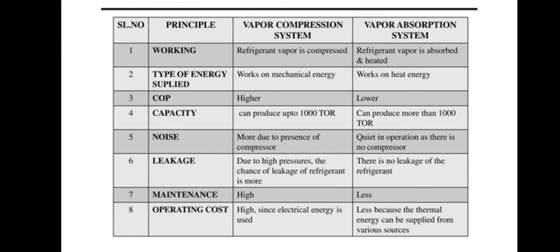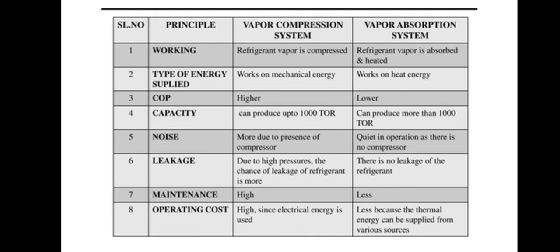So the first principle is working. In the vapor compression refrigeration system, refrigerant vapor is compressed, and in the vapor absorption system, refrigerant vapor is absorbed and heated. Now the second principle is the type of energy supplied. In the vapor compression refrigeration system, mechanical energy is used, and the vapor absorption system works on heat energy, which is used in the generator. Okay, now COP. The vapor compression refrigeration system COP is higher and the vapor absorption refrigeration system COP is lower.